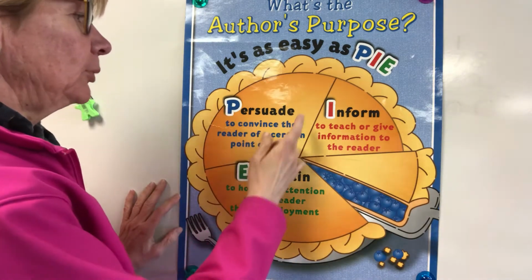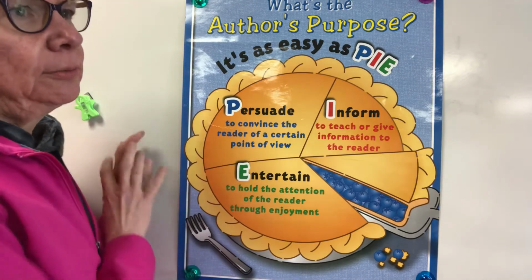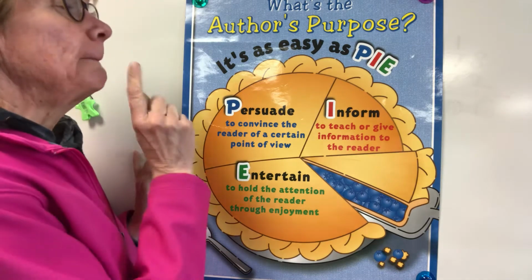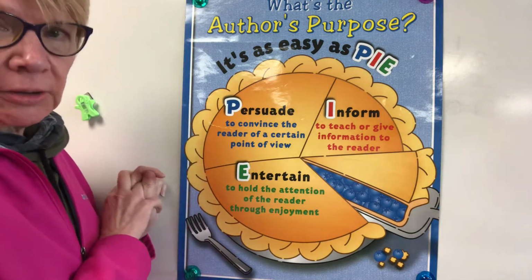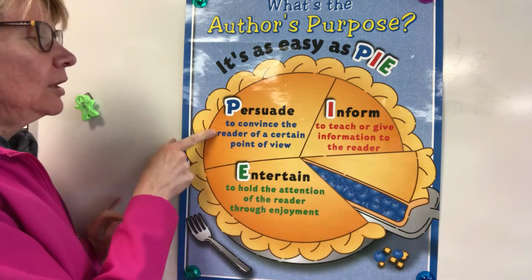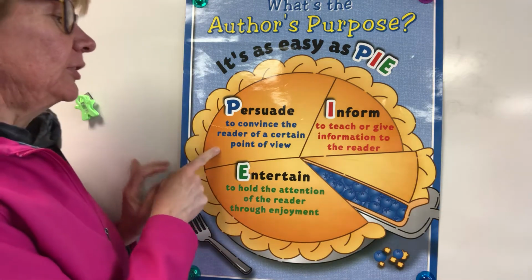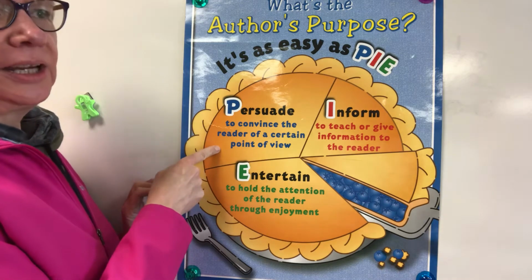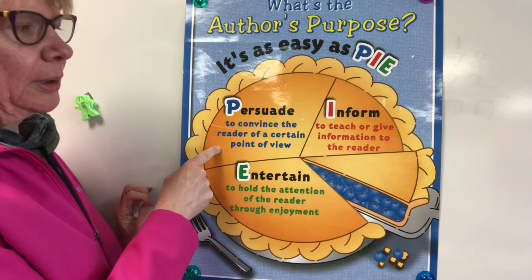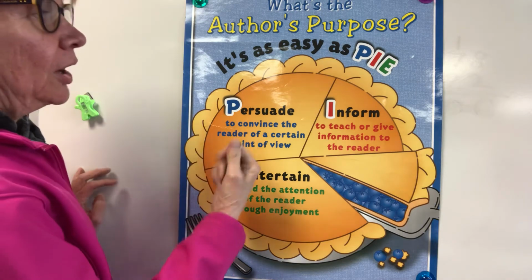So P is for persuade. Remember we thought about talking with Mr. Wright and writing him a note or a letter trying to persuade him to get more playground equipment? Yep, that's persuade. Persuade is to convince the reader of a certain point of view. In second grade words, it would be to try to talk somebody into something.